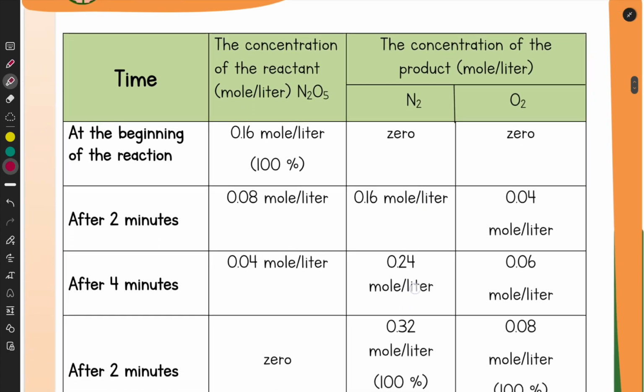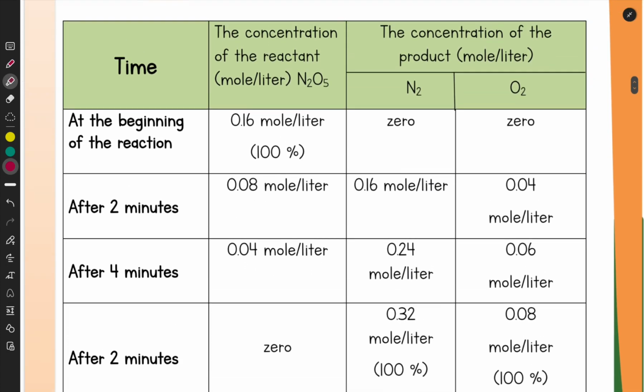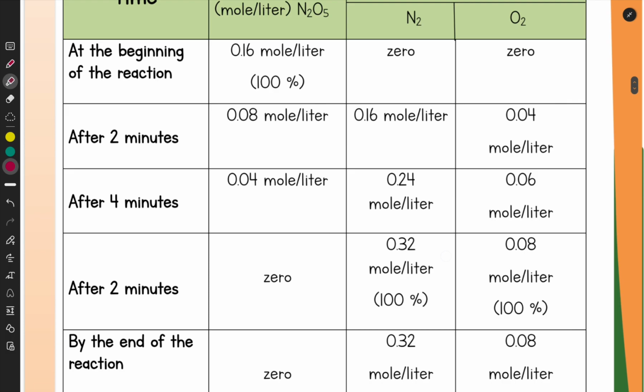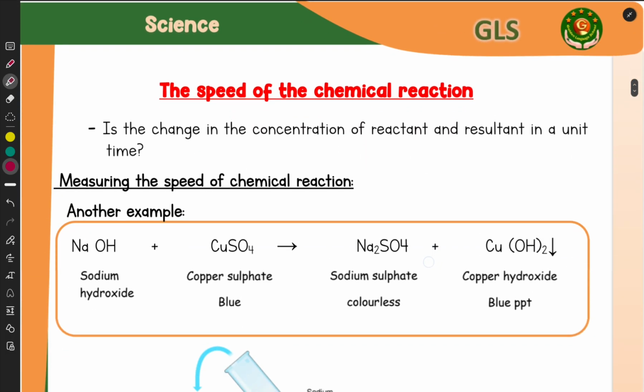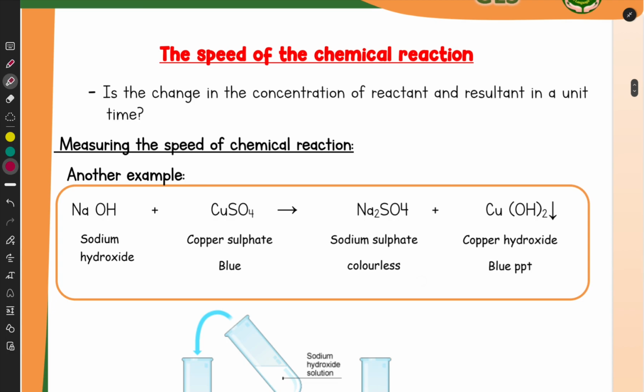Let's have here the conclusion of this one. You can study this on your own, it's very easy. What's the meaning of the speed of chemical reaction? It is a change in the concentration, as we said in the graph before. It is a change in the concentration of reactant and resultant in a unit time.